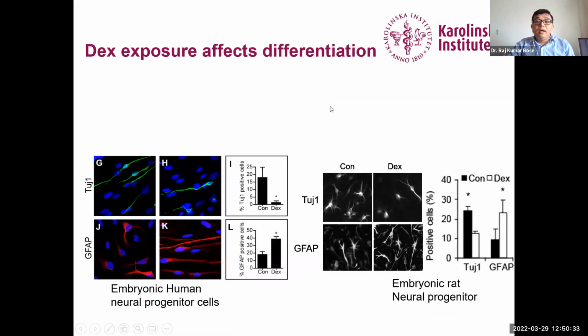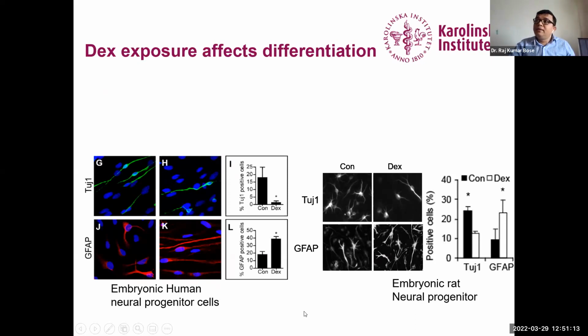And then here we can see that when you differentiate the cells and expose the cells, human embryonic neural progenitor cells show that decrease of neuronal differentiation here and increase astrocyte differentiation that is marked with GFAP. A similar result we see on the right side here when we use embryonic rat neural progenitor cells.